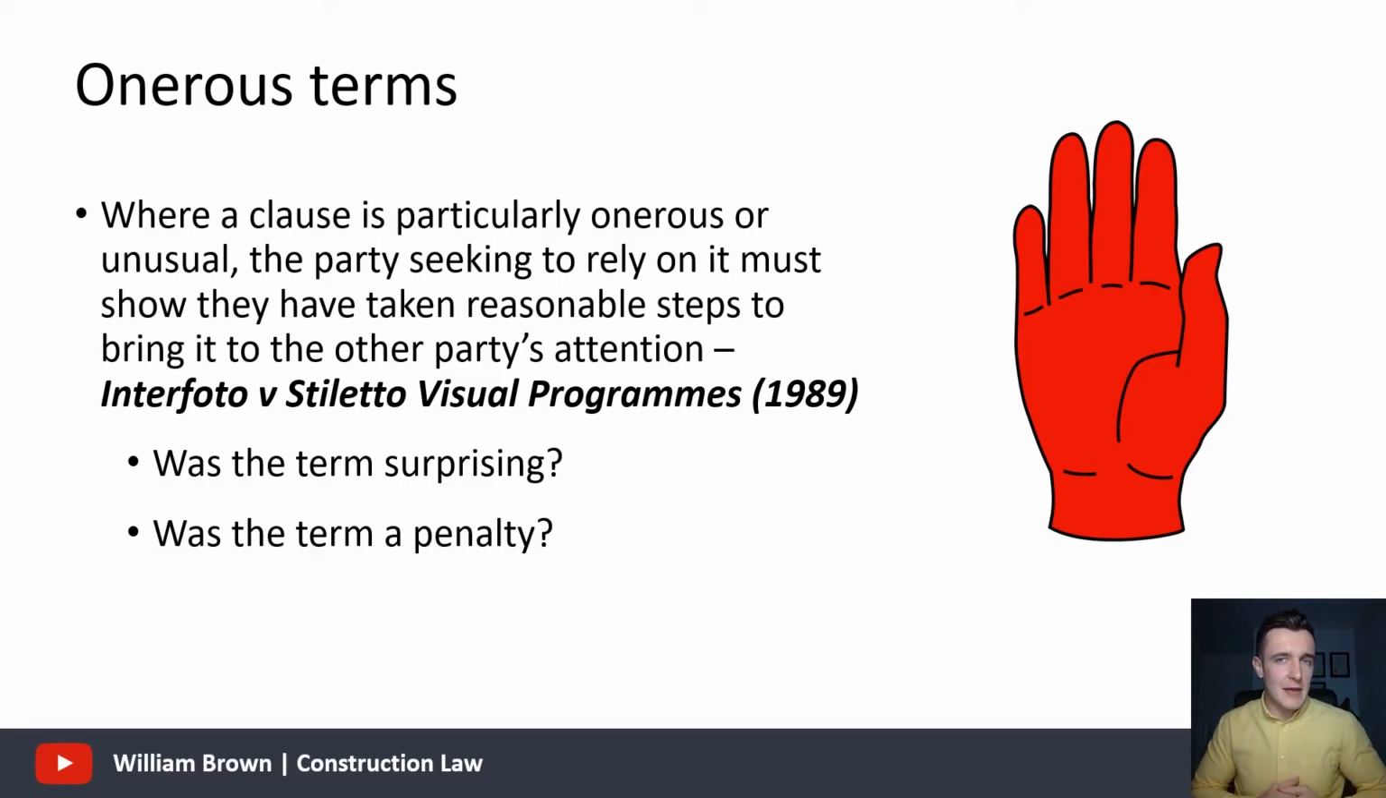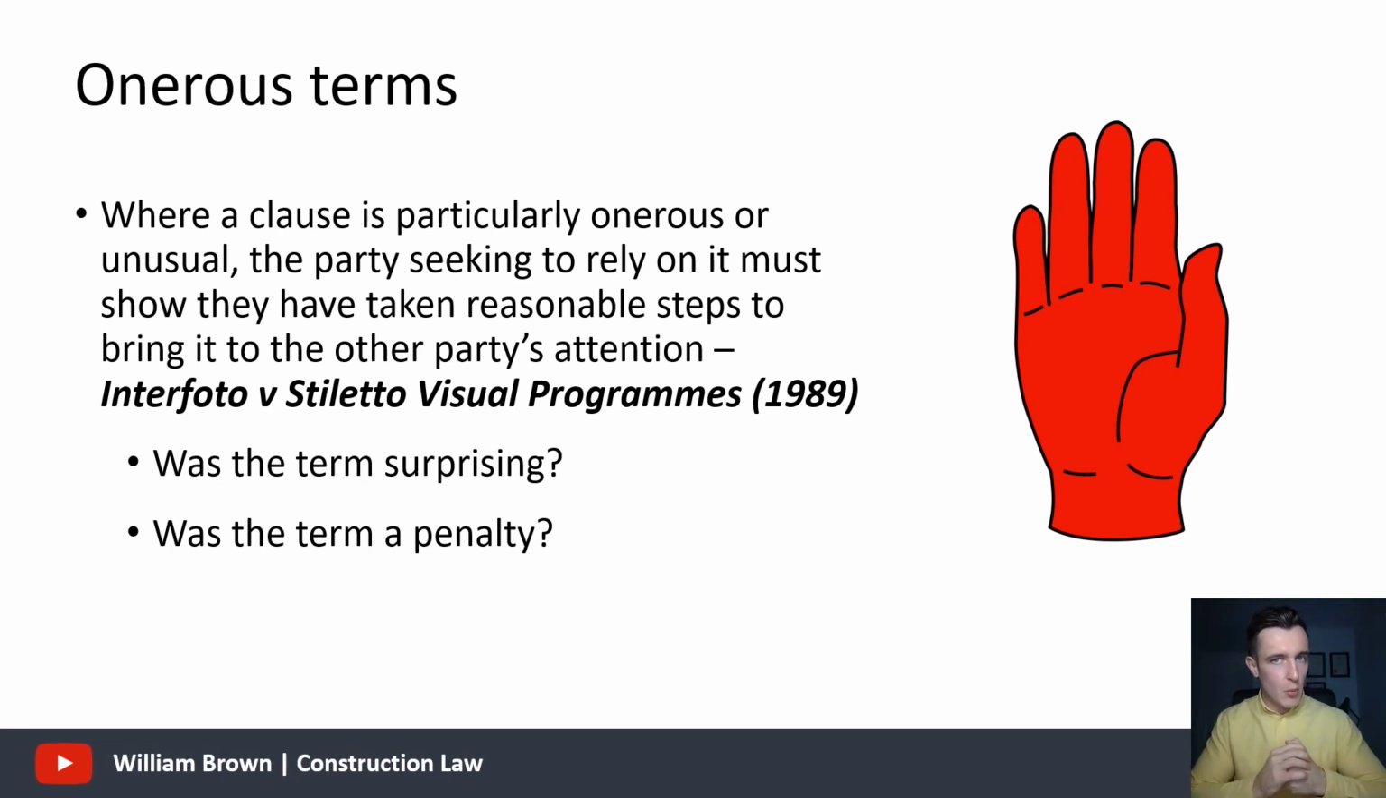In our final slide then, we cover onerous terms. And the rule here is that when a clause is particularly onerous or unusual by relative industry standards, then the party that seeks to rely upon that clause must take reasonable steps to bring it to the attention of the other party. So if you are entering into a contract with someone and you want to include within that contract something which is strange or unusual, you must take reasonable steps to bring it to the other party's attention.